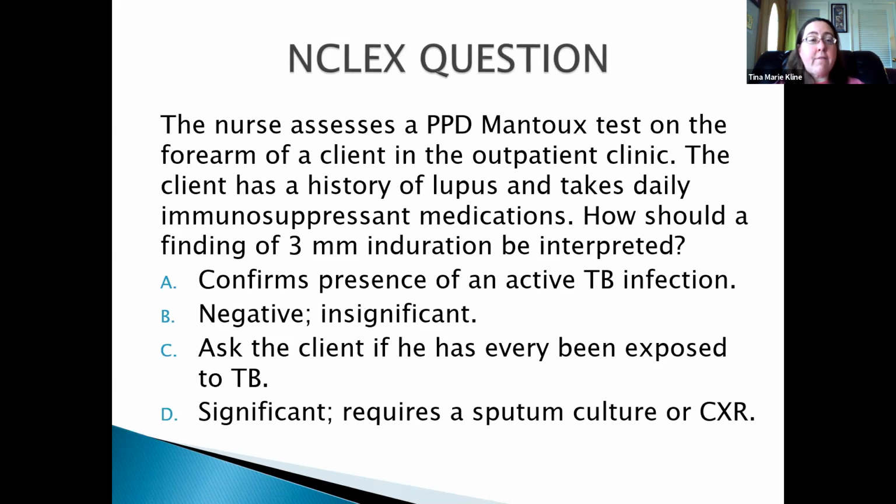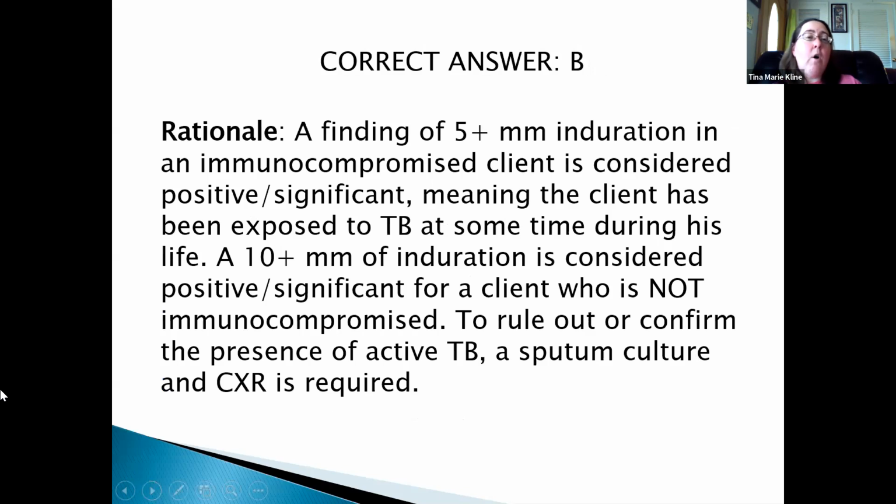What are we looking at? We have a finding of 3 millimeters of induration. Okay. And what do we know about this patient? They have a history of lupus and they take daily immunosuppressant medications. Okay. So if this is something you weren't sure of, I'm actually going to pop ahead to the rationale. This patient, because of the lupus, because of the immunosuppressants, they're considered immunocompromised. So if they have had 5 or more millimeters of induration, that's going to be significant, okay?